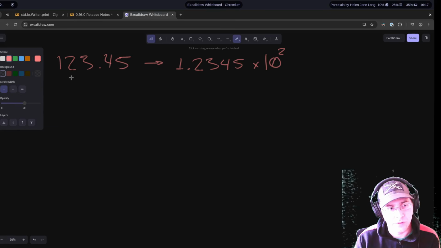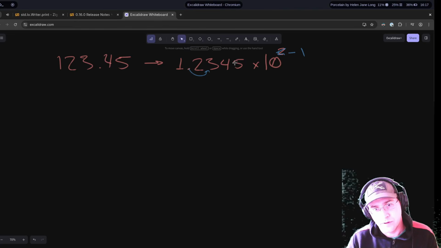1.2345 times 10 to the 2 would be the exact same number as this. We call this scientific notation. And if you understand scientific notation, you understand the keys to understanding floating point format. Because when we say floating point, we're actually talking about this decimal point in base 10. We are allowed to float that point around in different places just by shifting the number of times we multiply by 10, right? So if we wanted to move it over here, we just subtract 1 from there, right?